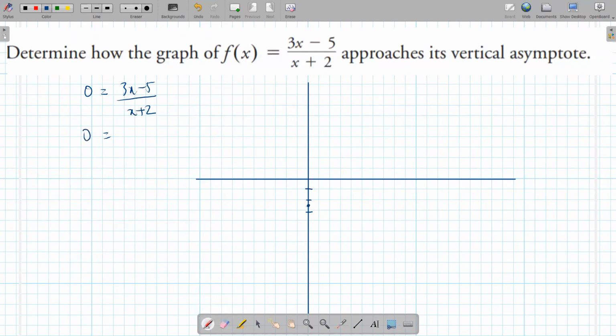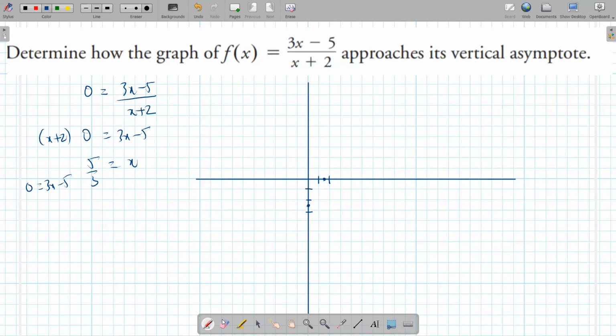So x plus 2 times 0 is 0, you get 3x minus 5. So the x-intercept is 5 over 3, which is 1.66, right there. Where does the x plus 2 go? I multiplied both sides by x plus 2. So I get 0 equals 3x minus 5, so x is 5 over 3.